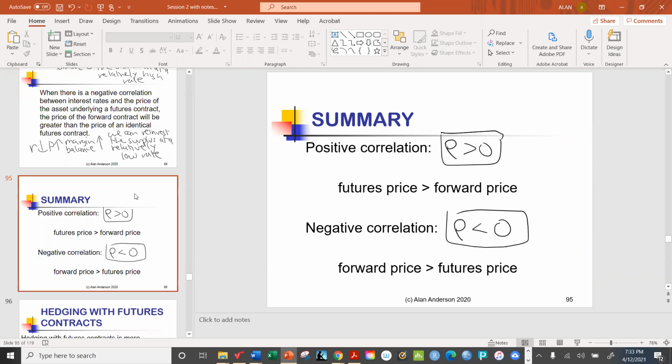And that's how you can tell when the futures price should be higher than the forward price and vice versa. If they're unrelated, I didn't actually show that one. If this is true, then the two will be the same.